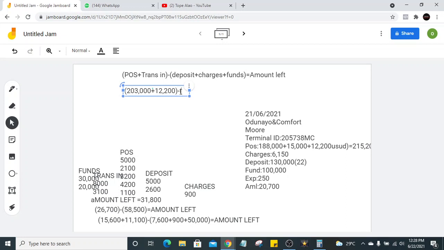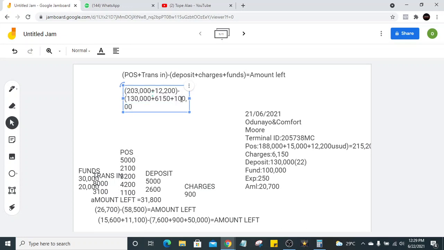Then deposits. Our deposit is 130,000. We are going to check together and see. You can start writing this down yourself and also check before I finish. So plus charges. The charges is 6150. Then you plus that to the float. The float is 100,000 naira.